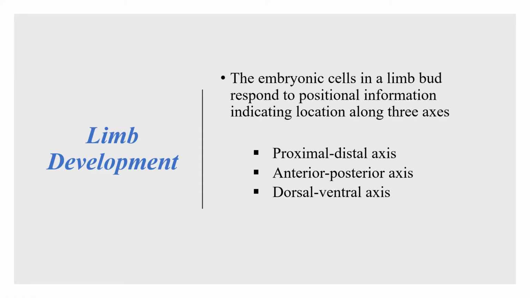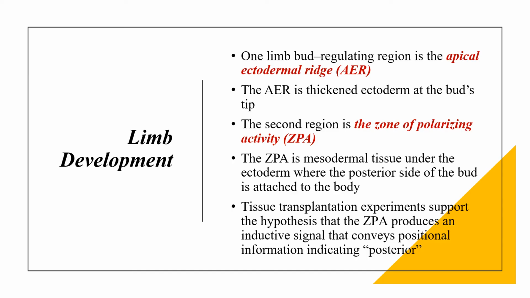So, the embryonic cells in a limb bud respond to positional information indicating location along the three axes. Again, proximal-distal, anterior-posterior, and the dorsal-ventral. So, one limb bud regulating region is the apical ectodermal ridge. Okay, so the AER is thickened ectoderm at the bud's tip, and the second region is the zone of polarizing activity or the ZPA. So the ZPA is a mesodermal tissue under the ectoderm where the posterior side of the bud is attached to the body.